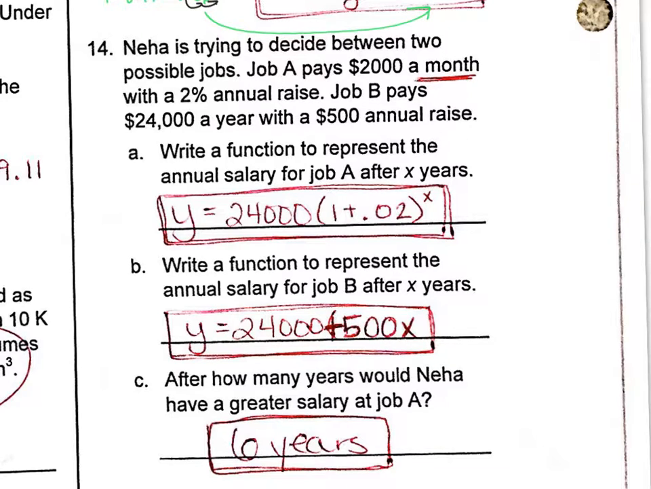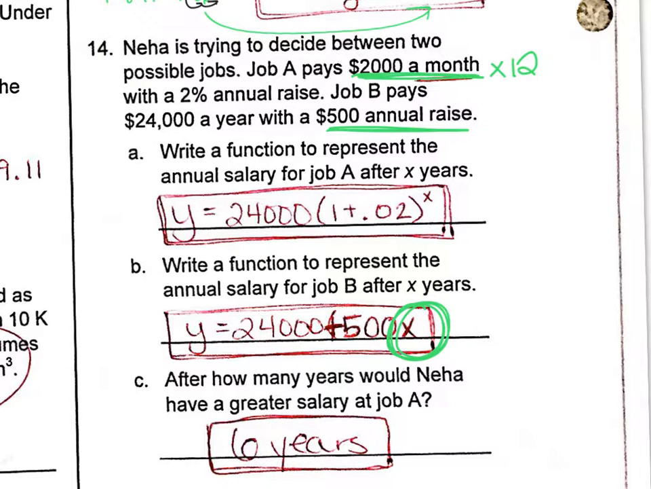And lastly, question 14 we talked about in class today. Just remember that because this one was $200 a month, we had to multiply that by 12 so that we could get $2,400, so we could get $24,000 in our equation. Everything else I think that you all are okay with. Do make sure that in part B that your X is with the 500, because the 500 is the rate, right? The starting value is on its own, but the variable goes with the rate.